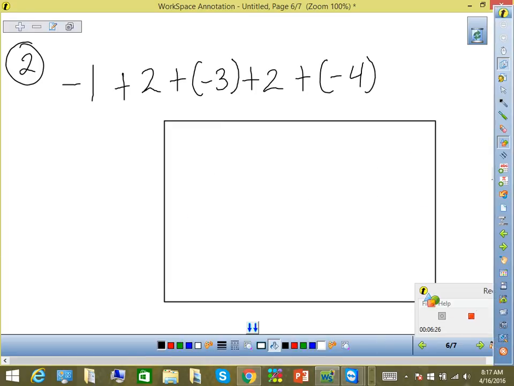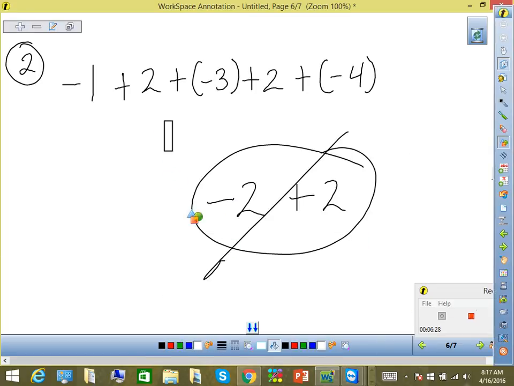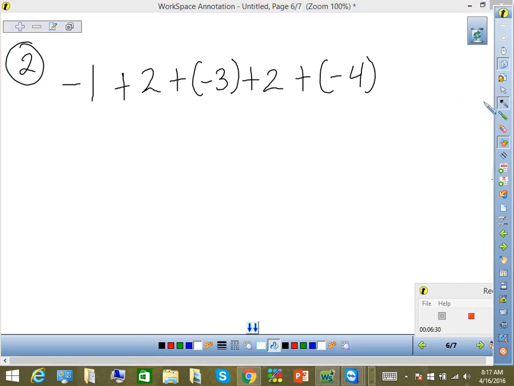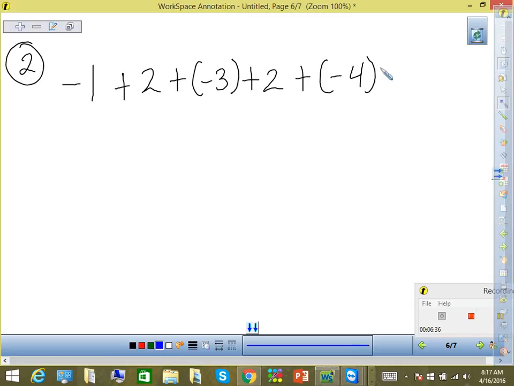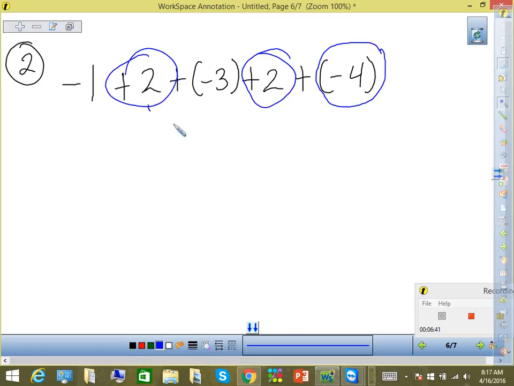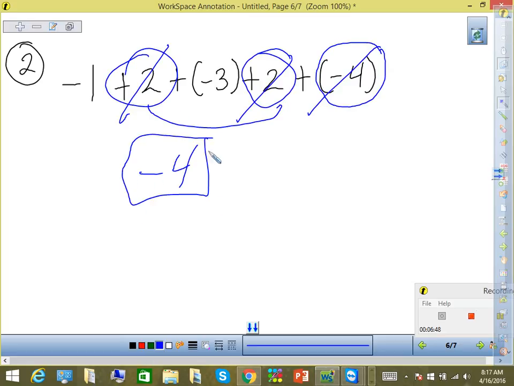So, by looking at it right now, we don't really see a zero pair. However, who sees this? -4 and what's left? -4. Hands if you got that. Okay, let's do another one. Now that we got warmed up, here we go. Example 2Q.